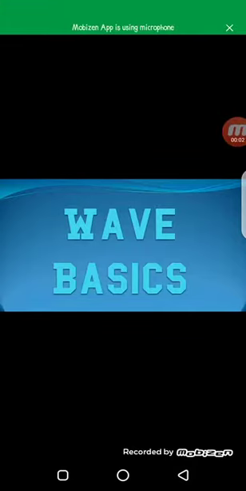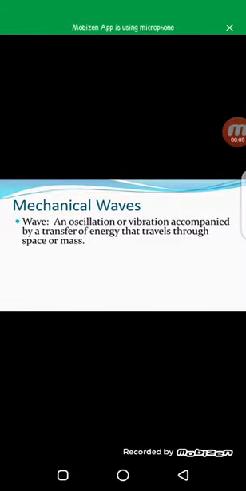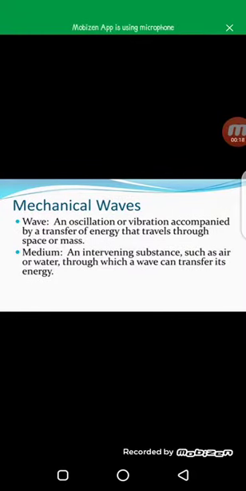Today we'll be talking about waves and telling ourselves the basics of waves, right? A wave is an oscillation or vibration accompanied by transfer of energy that travels through space or mass. The space or mass is called a medium. Going further, a medium is an intervening substance such as air or water through which a wave can transfer its energy. Based on those two things, let me cite an example.